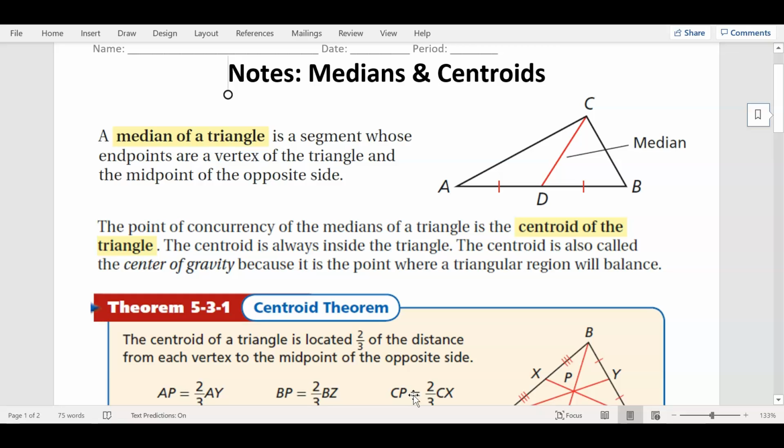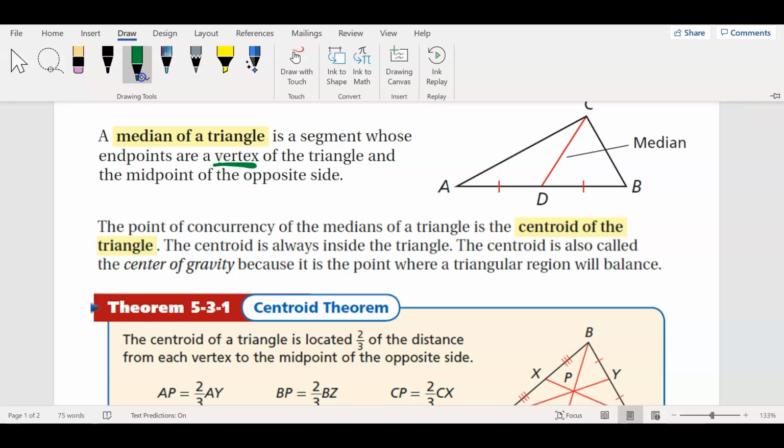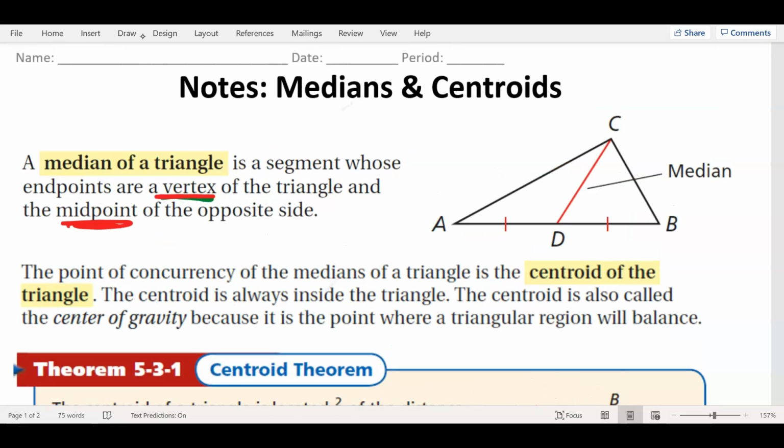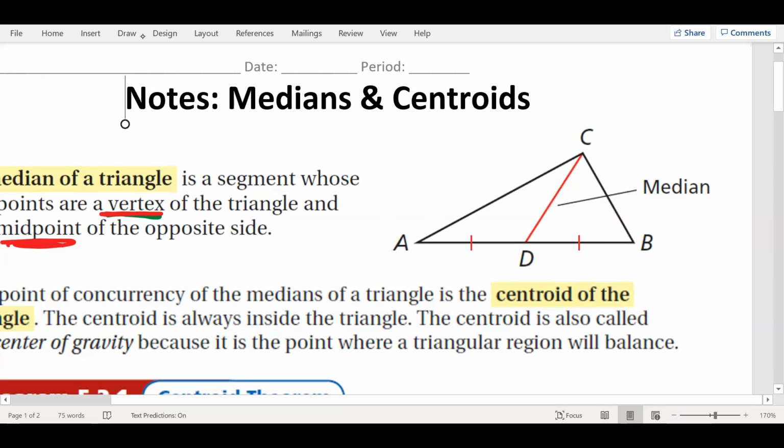Okay, medians and centroids. What is a median? First of all, there's a picture right there, and let's read what it says. It says a median of a triangle is a segment whose endpoints are a vertex. Go ahead and underline that word, vertex. I'm going to go red, actually, here. Vertex of a triangle and the, underline this, midpoint of the opposite side. If you look at this picture over here, C is your vertex and letter D is your midpoint.